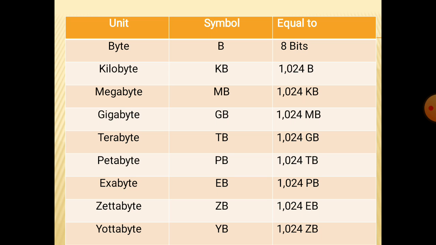And lastly comes yottabyte. 1 YB is equal to 1024 ZB, zettabytes. And after yottabyte, we get Bronto. 1 Bronto is equal to 1024 yottabytes. And then comes Geob. 1 Geob byte is equal to 1024 Bronto bytes. Again, two more classifications are there, Bronto and Geob.